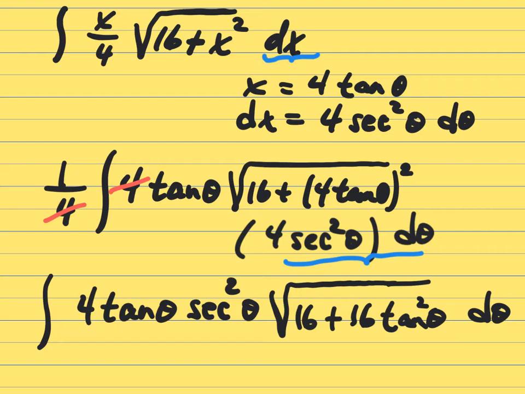Okay, let's make sure we didn't forget anything from the line above. Okay, so we canceled the 4's from 1/4 times 4. That left a tangent theta, 4 secant squared theta. That's still there. Under the radical, all we did was square 4 tangent theta. It looks like we're good to go. Under the radical, if we factor out a 16, that's going to give us 16 parentheses 1 plus tangent squared theta. And then we can use that Pythagorean identity to change that to secant squared theta. Let's go to the next slide and do that.